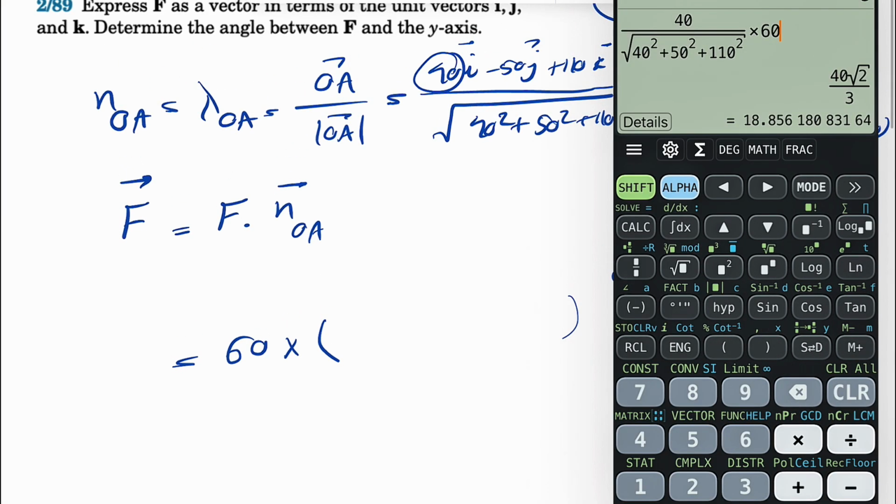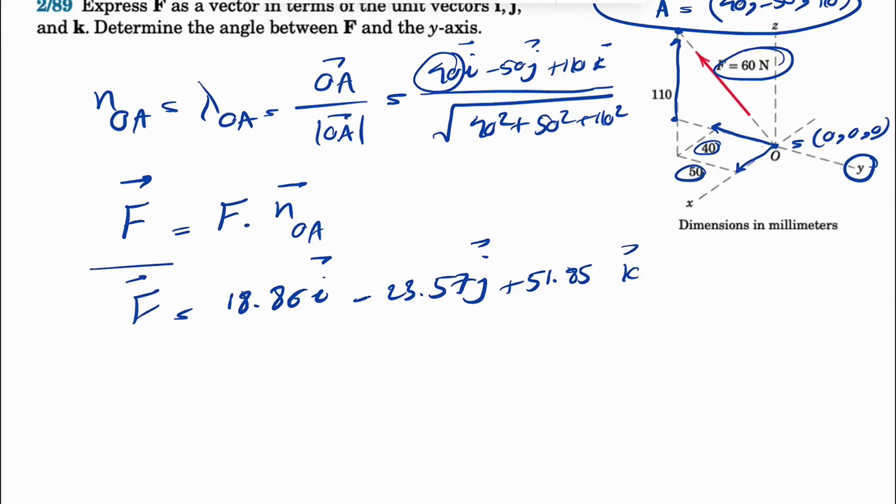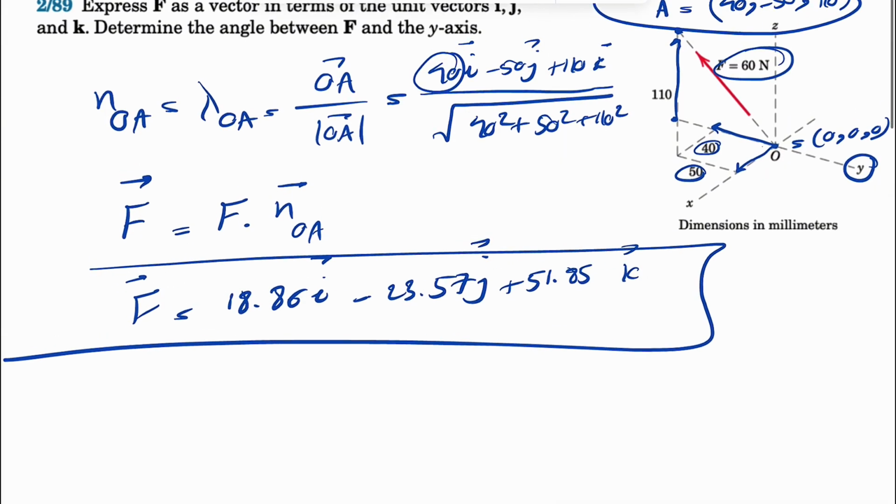Let's just clean this up. So basically we are multiplying 60 by the ratio, which we can see in the calculator. The first one is going to be 18.86. For the second one, we have negative 50, which is going to be negative 23.57j. And here we're going to get 110, which is going to be 51.85. Okay, so that's going to be our force F in vector form.